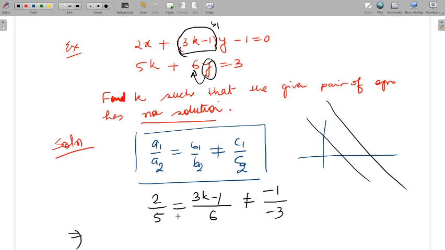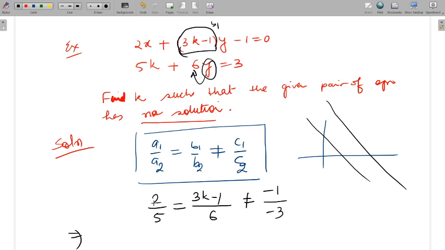So first solve this one. See, 2 by 5 and this is 1 by 3. They are not equal, right? So this is already satisfied. You don't have to worry about this, because 2 by 5, 1 by 3 are not equal, right? Now check these two ratios, 2 by 5 and 3k minus 1 upon 6.